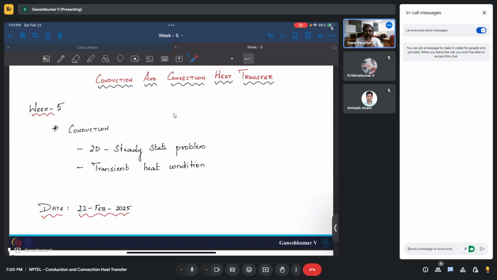Today this is our fifth week of problem solving session, and we'll be addressing the fifth week's content, which is 2D steady state heat conduction equation, and also we touched transient heat conduction equations.